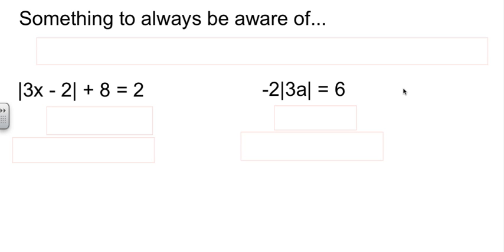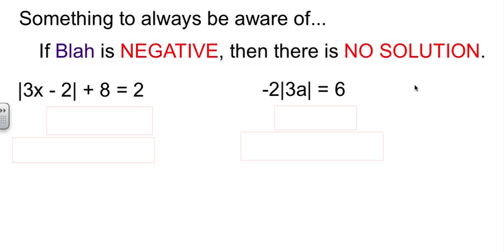Now, they like to try to throw a trick at you. They like to throw in having a negative value in the blah position just to try to trick you into doing things you don't need to do. If your blah piece is negative, that is to say if the stuff away from the absolute value is negative, then it's no solution.